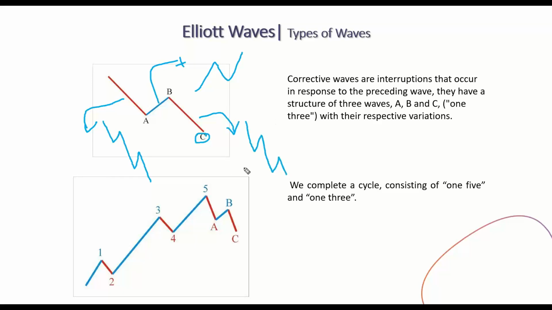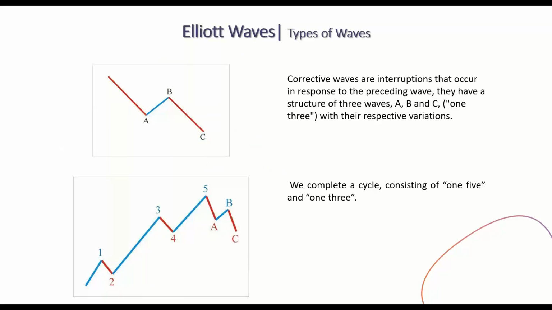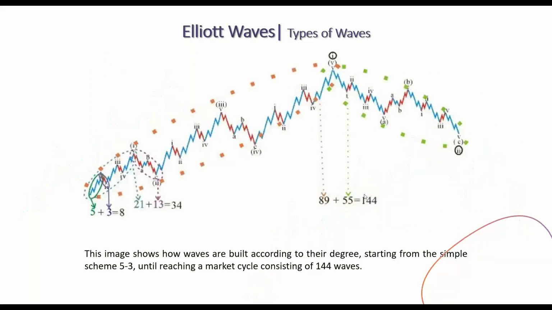Why? Because waves A and C move in the direction of the main trend of the corrective wave, that is downward, and B moves in the opposite direction. I'm happy you caught it. In the end, we repeat this infinite times at different scales, and we will always see 5-3, and this 5-3 will create a 5-3 of a bigger degree, a higher scale, and so on.